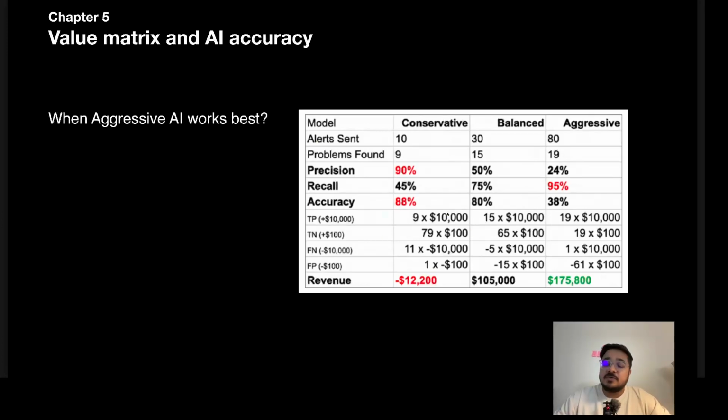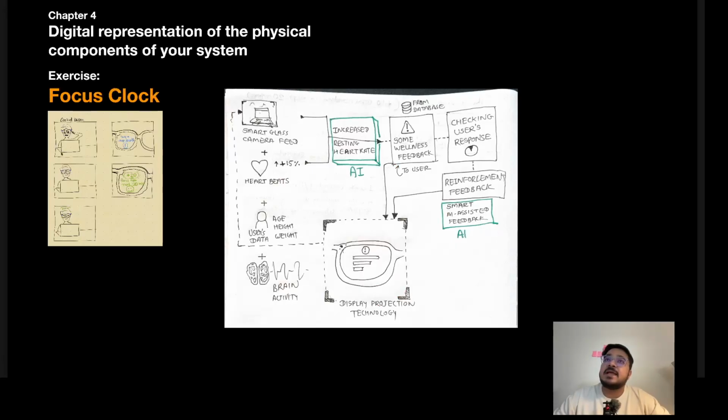In my use case for this exercise, I did this exercise yesterday for the focus clock. Basically these are the smart glasses, and it's showing me the focused version of my life. And for that I had to create a physical component, so basically this is a digital representation of the physical component of the system. Similarly, there is a smart glass camera feed, and there is also heartbeat monitoring, and then the user's data is also there.